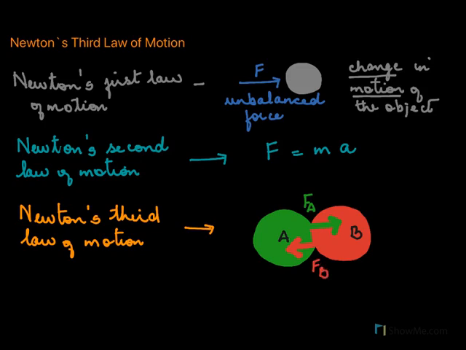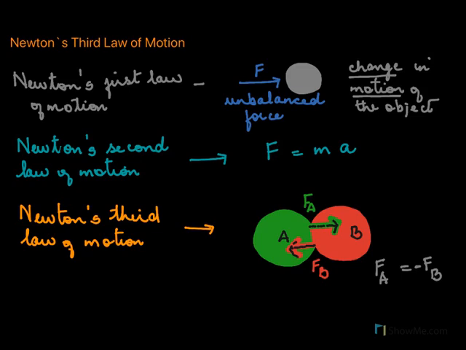So if one object exerts a force on a second object, the second object also exerts an equal and opposite force on the first object. Both these forces are equal in magnitude. Force A is equal in magnitude to force B. However, their directions are opposite, like you can see in the figure. Force A is acting on B and force B is acting on A. So for this we always put a negative sign because they are in opposite direction.